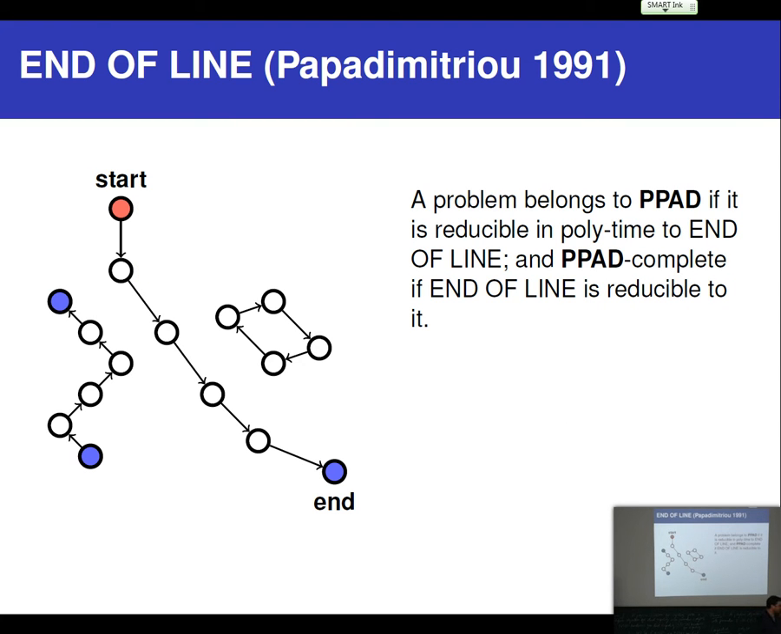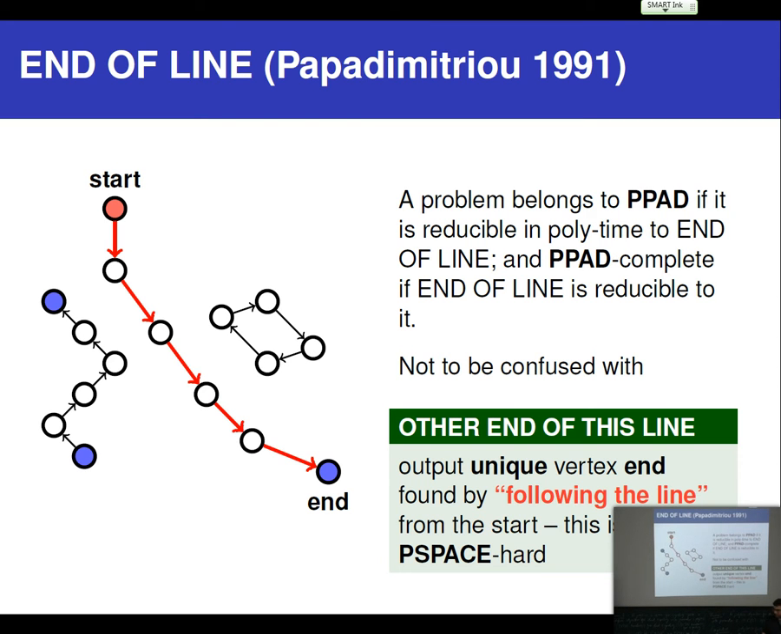Okay, so a problem is in PPAD if it's reducible in polynomial time to this problem End of Line, and is PPAD-complete if we can also reduce End of Line to it. It's worth noting that this should not be confused with Other End of This Line, which is the problem of actually finding this particular blue vertex that you get by walking along the line that starts at the point you were given. That's actually a PSPACE-hard problem, and that's been used to prove results for this Lemke-Howson algorithm. It's PSPACE-hard to find any of the equilibria that you might find at the end of these Lemke-Howson paths from the artificial equilibrium.